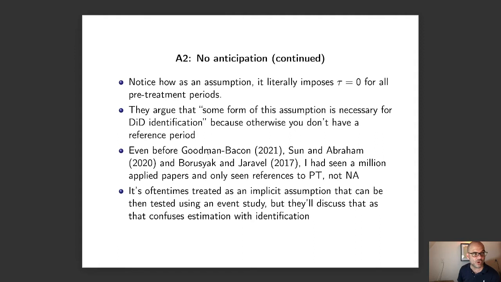But I've seen so many diff-in-diff papers presented, and they'll say they just need parallel trends. They won't say that they need no anticipation, but you need it. So it's oftentimes treated as an implicit assumption that can be tested using an event study. But that's going to actually confuse estimation and identification.